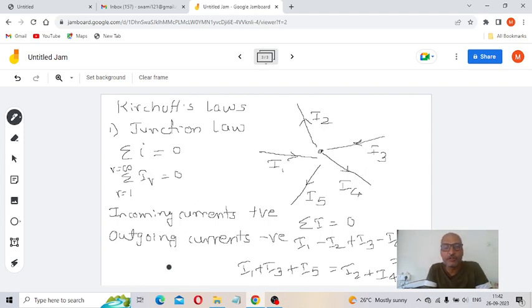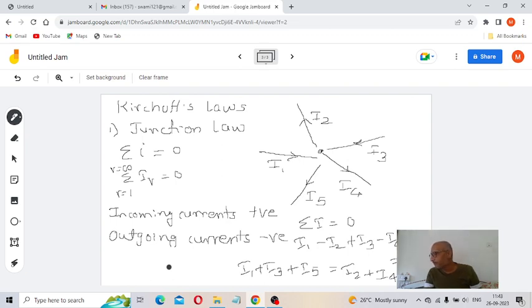Current is basically what? The charge flowing through unit cross section of a conductor in unit time, that is the current. So is it clear? Simple, very simple. This law is very simple. Junction law.